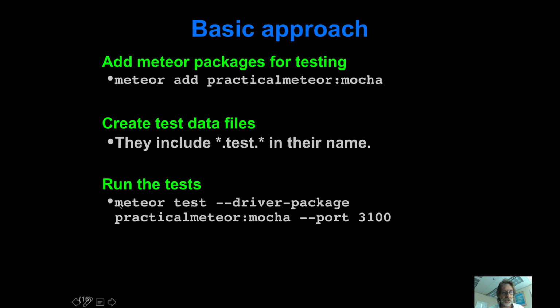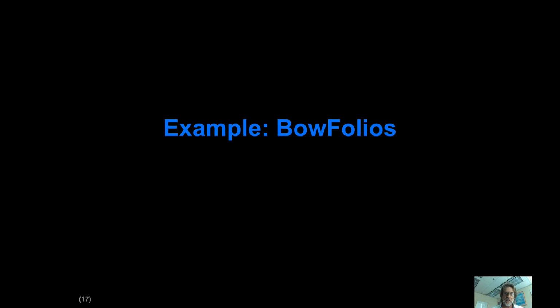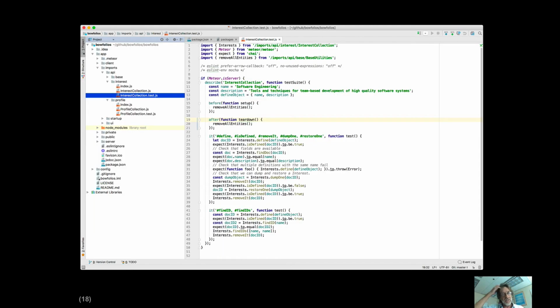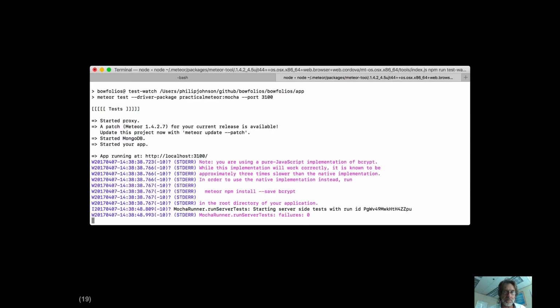So to run the test, instead of meteor npm run, you're going to say meteor test, and then you're going to specify the driver package, which is practical-meteor:mocha, and then you're going to specify a port to output the results on. And 3100 is kind of the convention. Okay, so let's quickly look at an example, via screen dumps, and then I'll go through it in the browser.